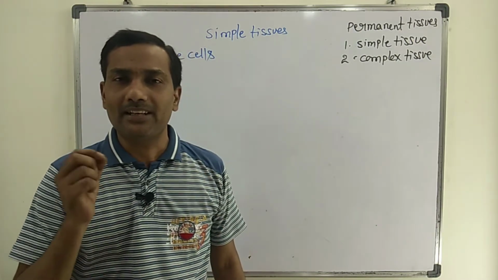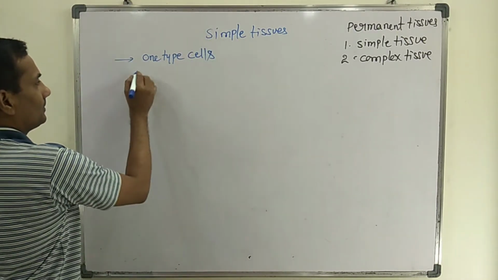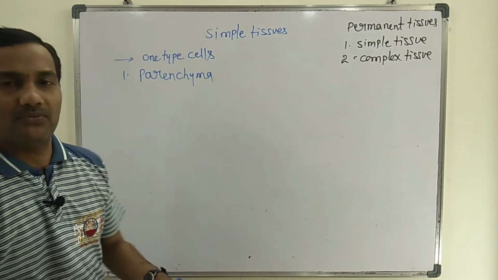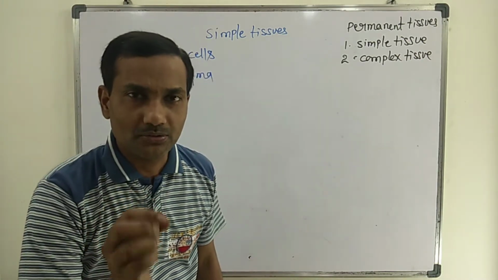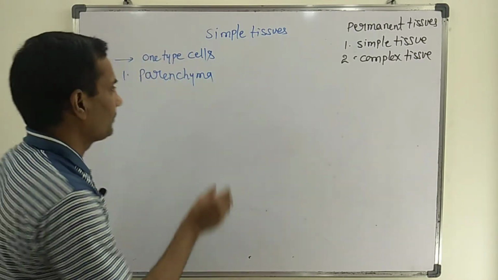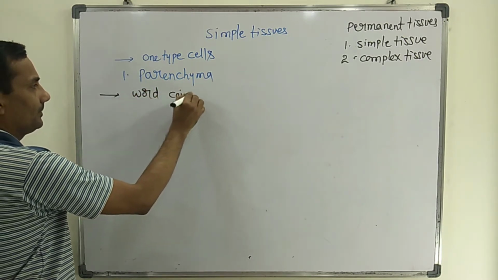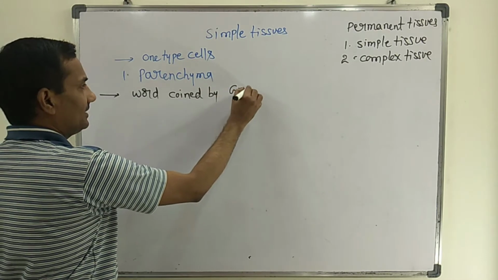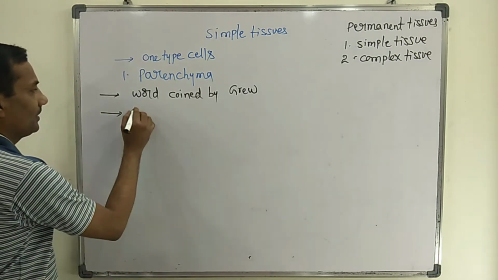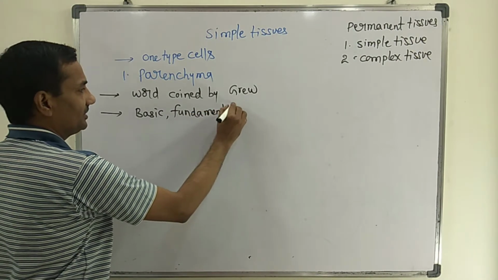Now I am going to explain simple tissues, starting with parenchyma. It is the first type of simple tissue. Parenchyma, this word was coined by a scientist named Greve. Parenchyma is a basic, fundamental living tissue.